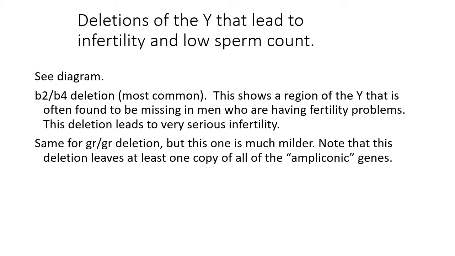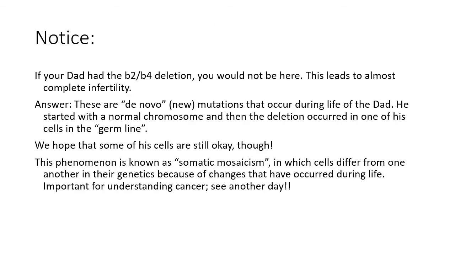There's another region called the GR deletion, which doesn't take out quite as many of the genes, so that leaves at least one copy of each. So this would lead to lower spermatogenesis, but wouldn't knock it out completely. Okay, so if your dad had inherited a B2, B4 deletion, you wouldn't be here. And so a lot of these are de novo mutations occurring during the life of the dad. We're okay.